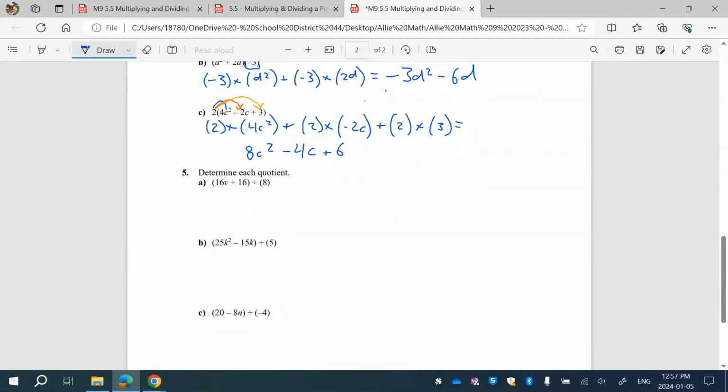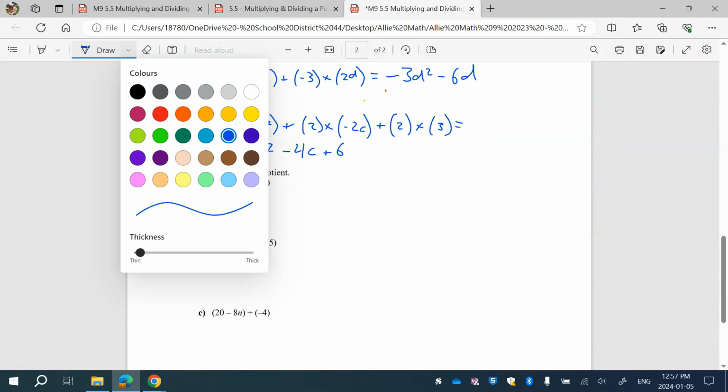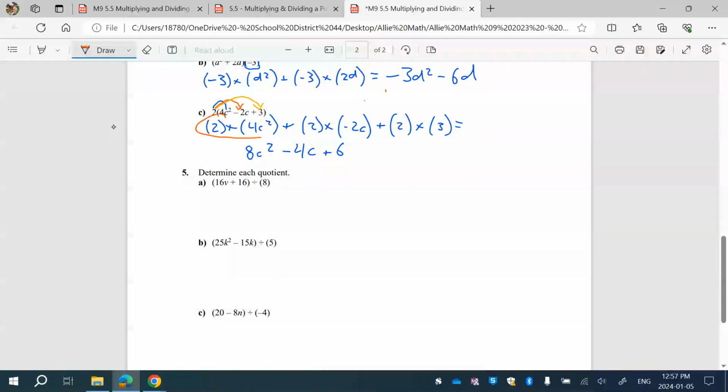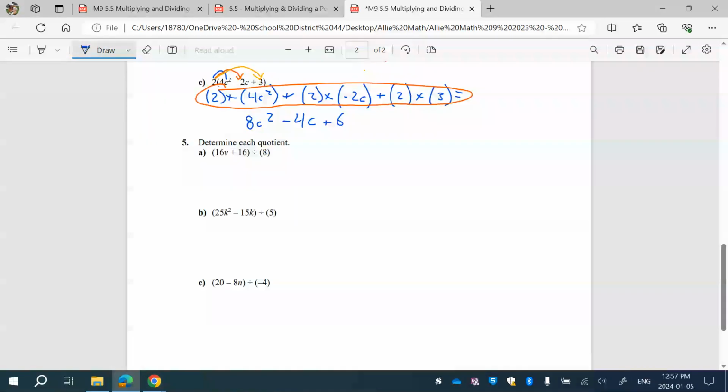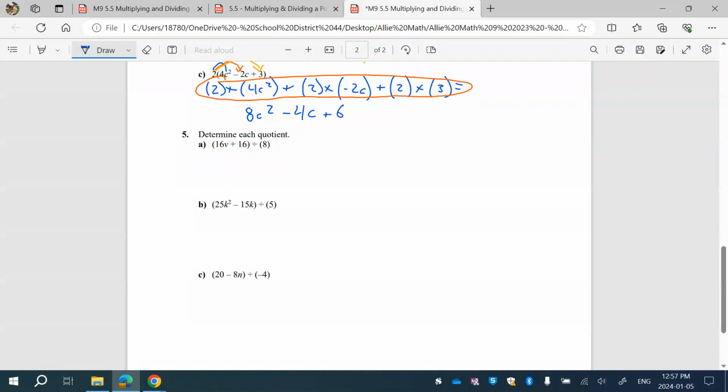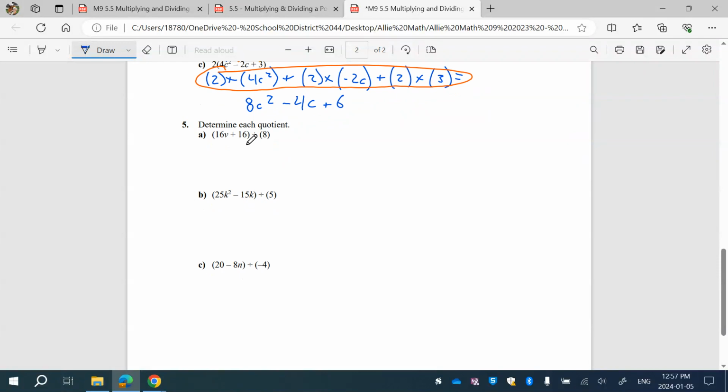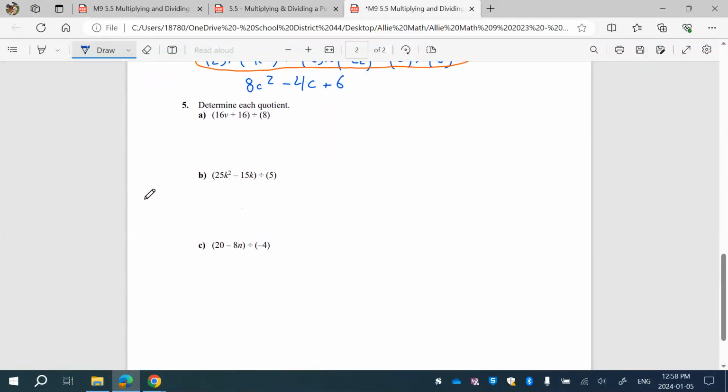Okay. And you don't necessarily have to do this step. I'm just doing it to show you. I think we could have skipped that step, but maybe good in the beginning, just to get in the habit of it. And I just wanted to show you what we're actually doing. So to determine each quotient, see, already, I don't even want to show you the algebra tile way because I don't want to draw out 16 of these v's, and I don't want to draw out 25, and I don't want to draw out 20 of them. So let's just use the distributive way.